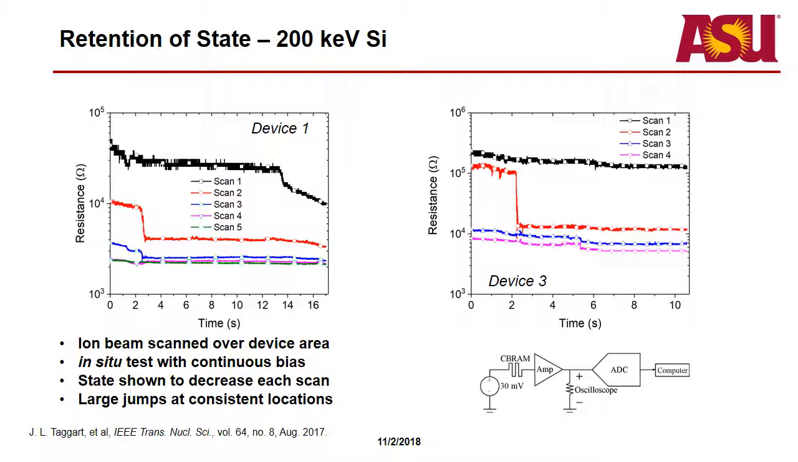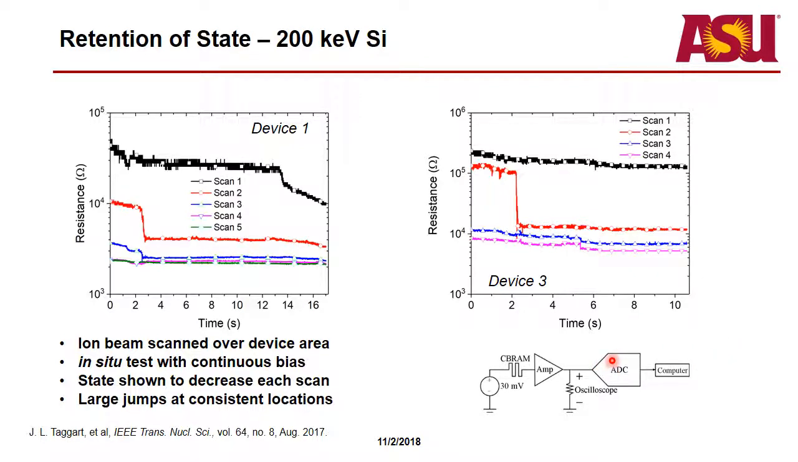So here are another set of tests that were performed using the silicon ions. But with this test, we actually tracked the position of the beam during the scan. For these tests, we used this circuit down here in the bottom right to essentially bias these devices at 30 millivolts, so we could read their state out on an oscilloscope. And then we also ported that into an ADC on their computer system in order to try to sample the data, the resistive state, in addition to the positional data of the ion beam.